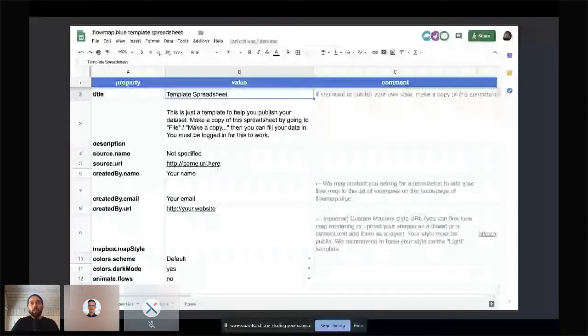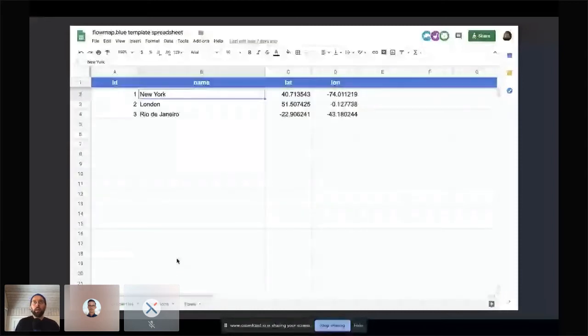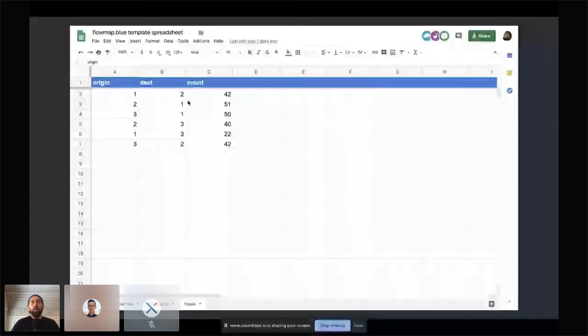And it has 3 sheets. Properties, where the metadata lives. You can set the title, description, the source, set some settings. There's a locations sheet where you just list the locations which are used in your Flowmap. They have IDs, and then we can put the flows in the flows sheet. And here we have the origin ID, destination ID, and count, the magnitude of the flow.